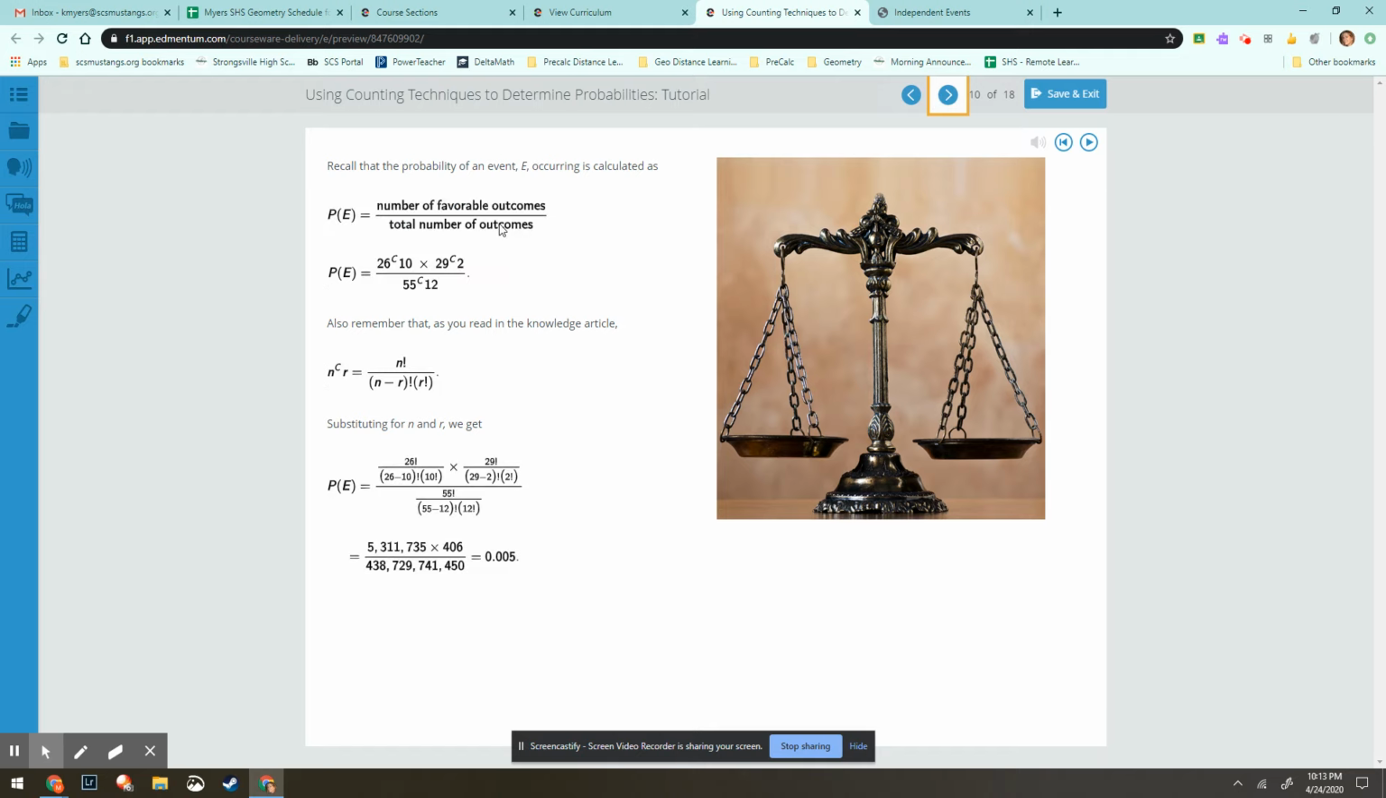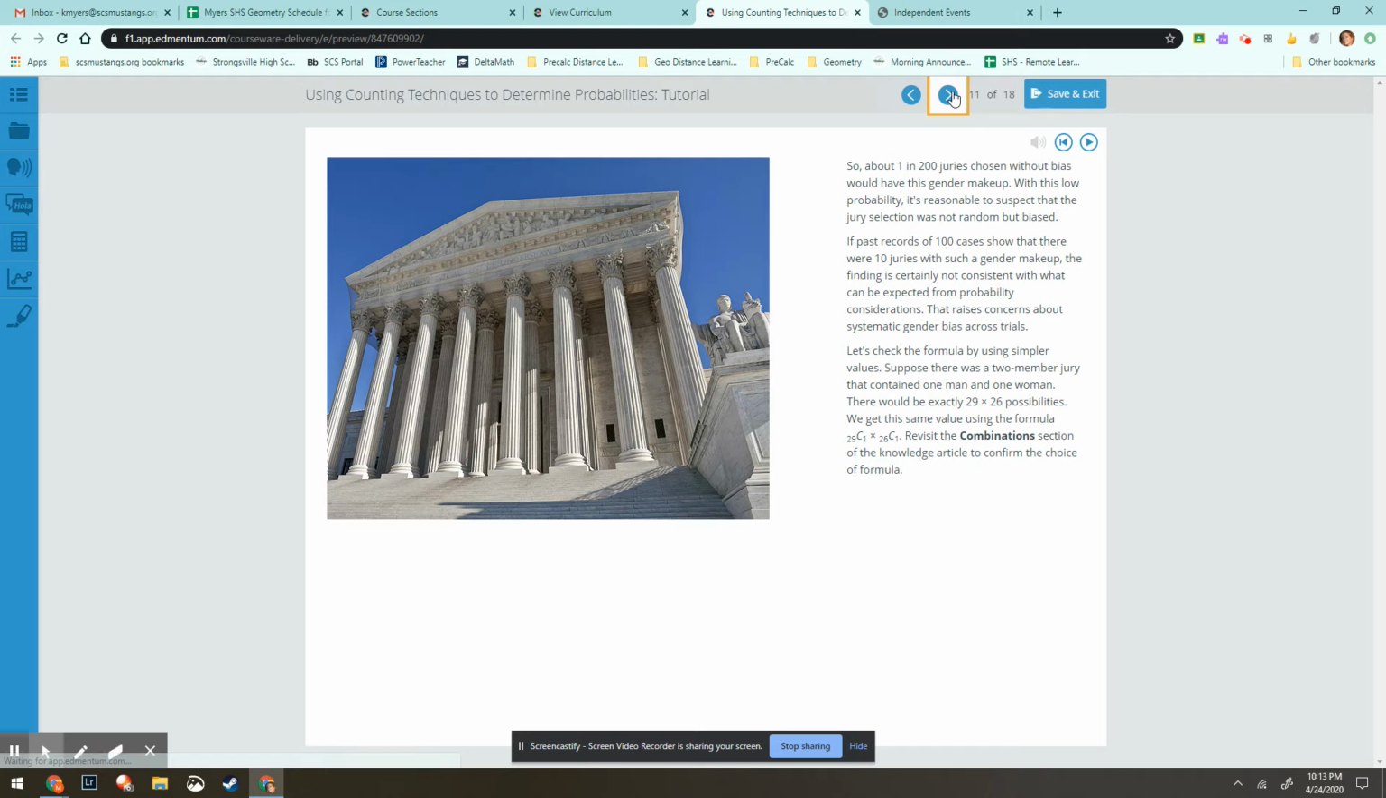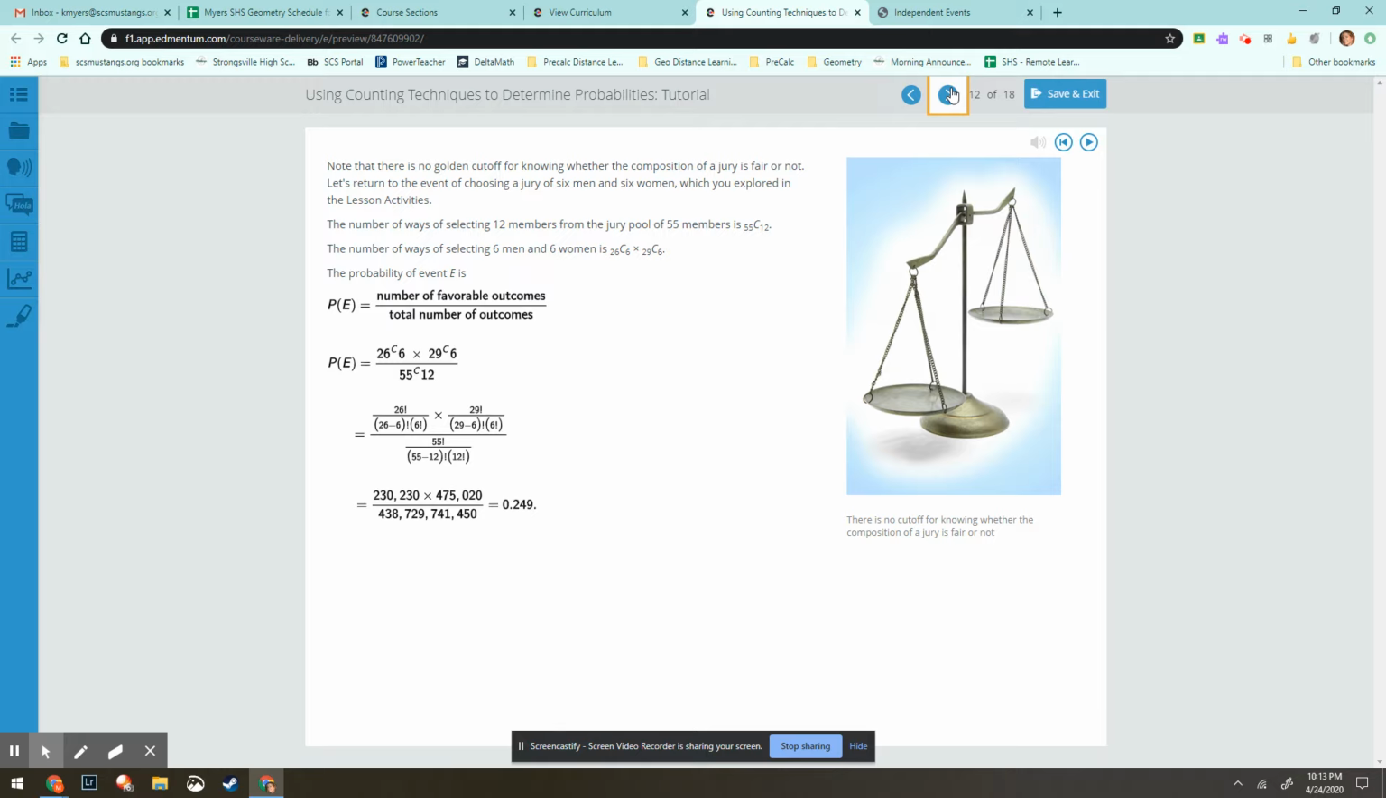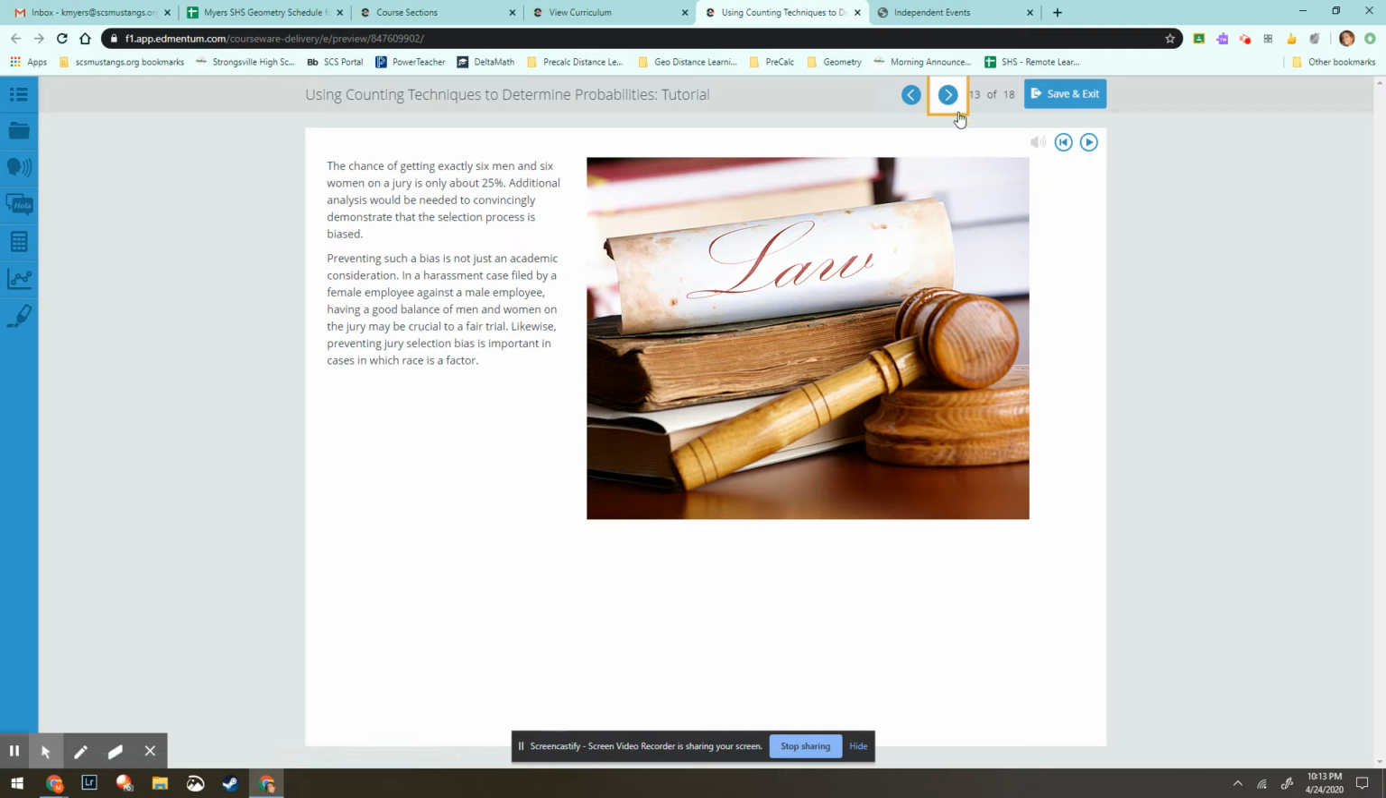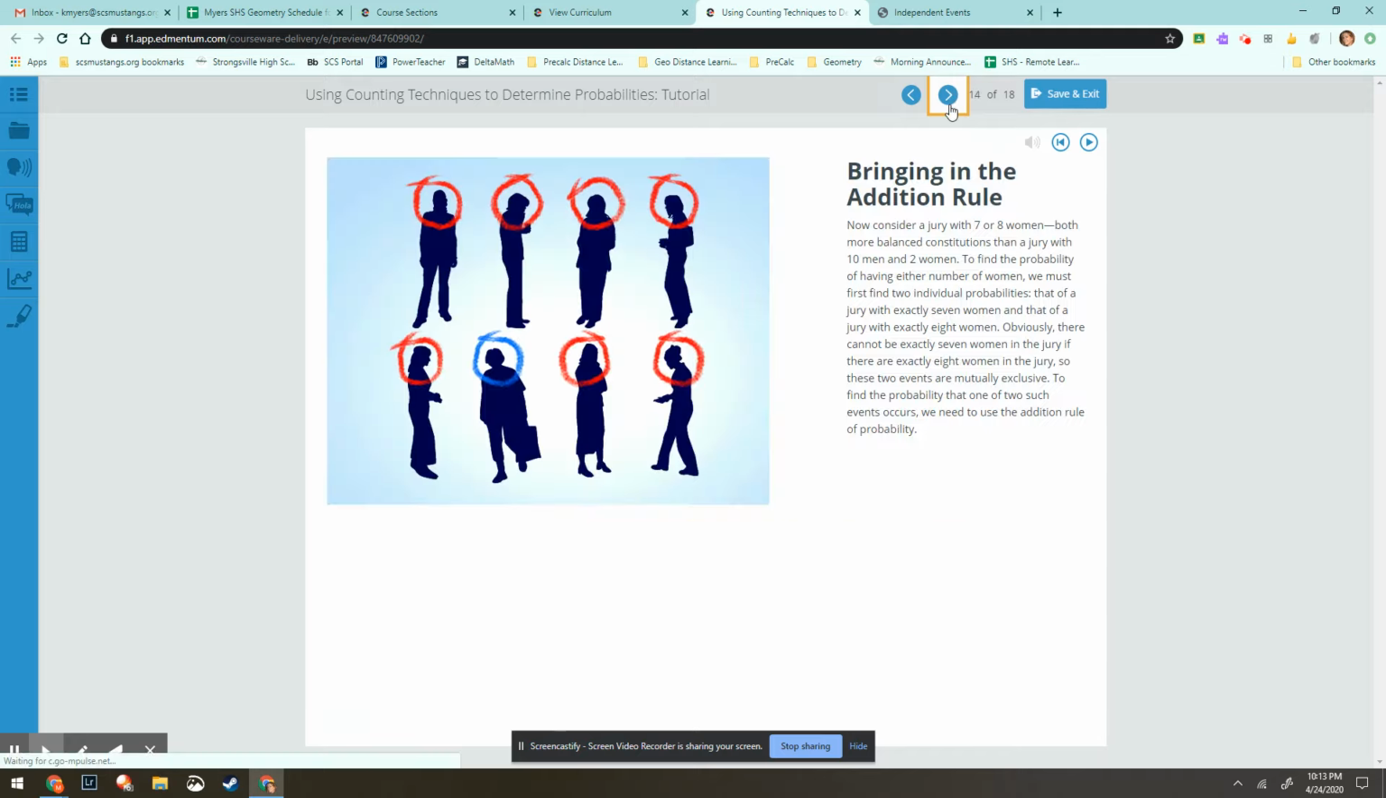Probability is the number of favorable outcomes over the total number of outcomes, and so on. So you're free to read through those, but it's just reviewing a lot of the math that we had already done. So we are now on slide 13, and again, this is just saying that trying to prevent jury bias is important so that everybody has a fair trial. But we don't need that for what we're doing.